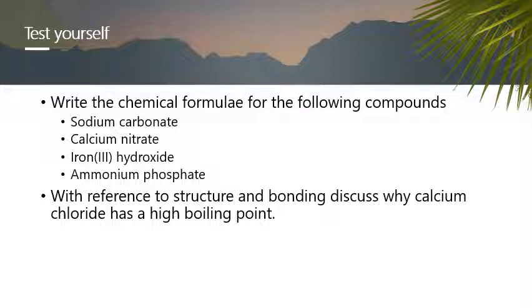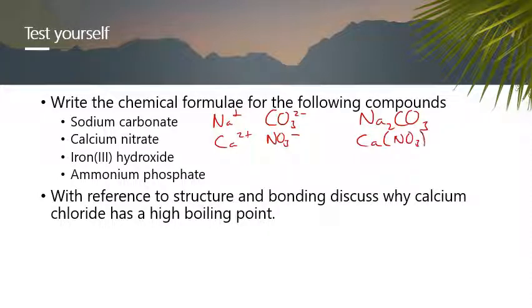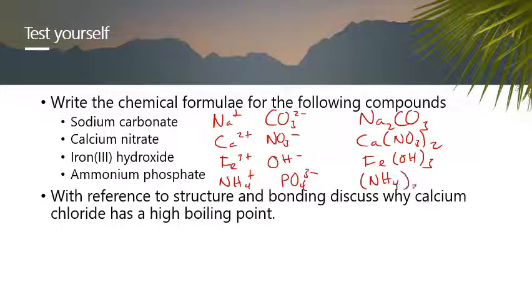The first case, we have sodium carbonate, Na plus, CO3 2 minus. So to balance the charge, I need 2 of Na, Na2CO3. Calcium nitrate, Ca2 plus, NO3 minus. To balance the charge, I need calcium and 2 of nitrates. In this case, I have iron 3 plus, and hydroxide is always a minus, so this forms Fe(OH)3, and ammonium phosphate, I form (NH4)3PO4.